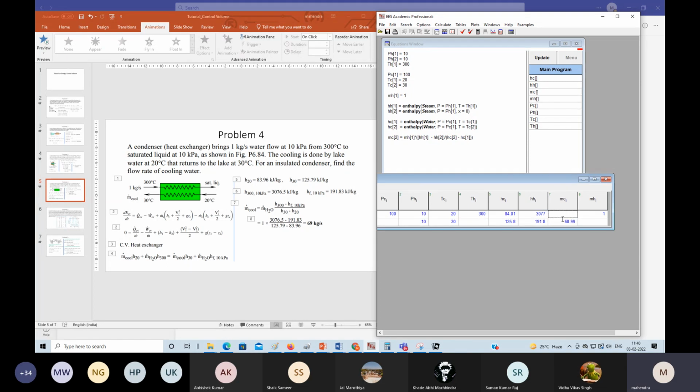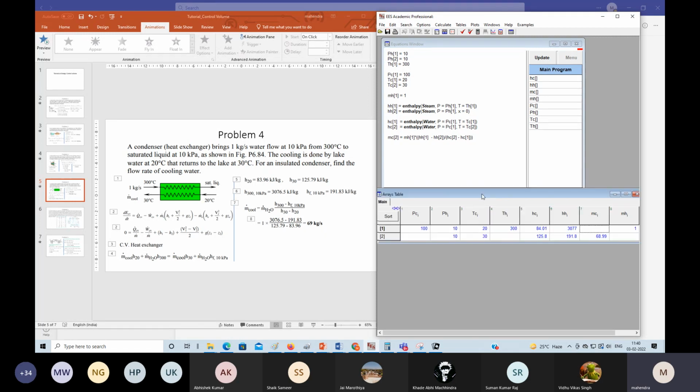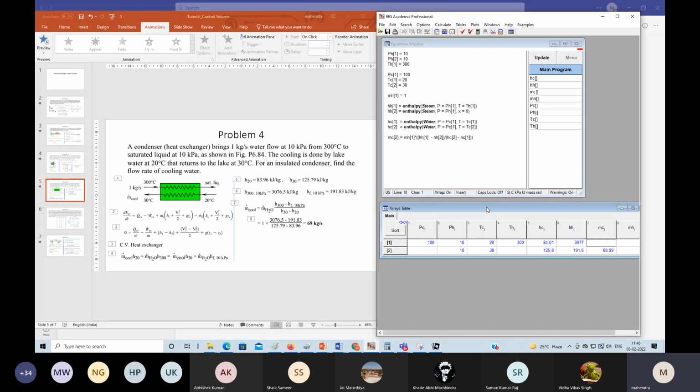Okay. So this is the amount of water required, 68.99. That means 69 kgs we have taken. Okay. Fine. Very fine. This is about problem number 4.